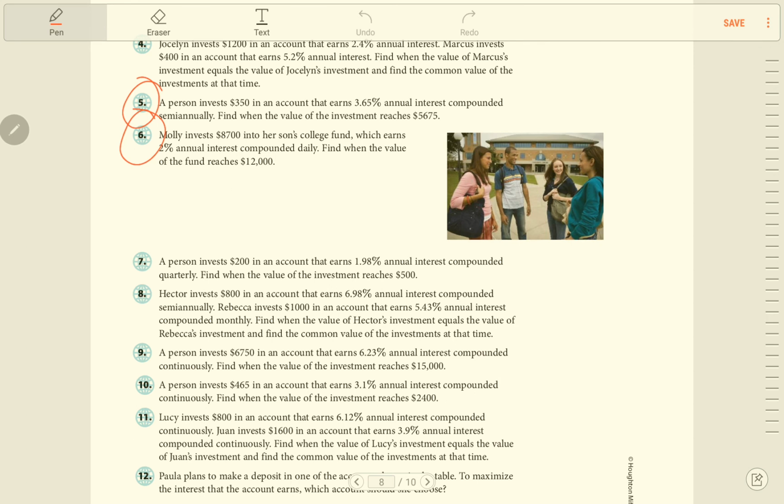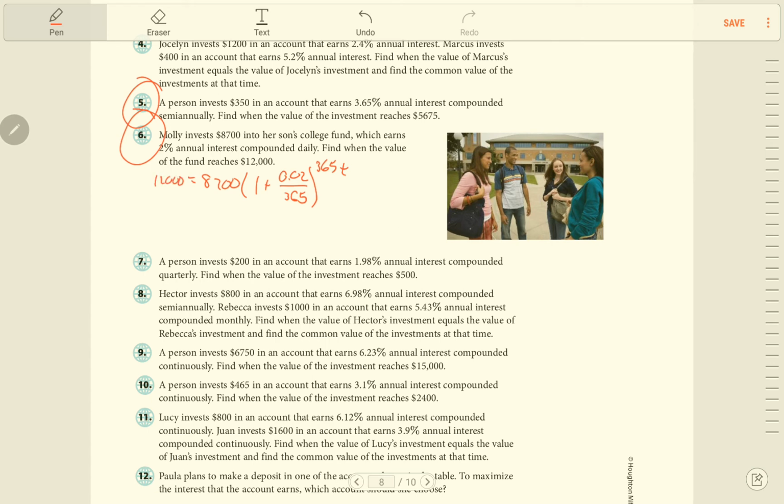Yeah, so both of these are the same. I'll do number 6 because there's space underneath it. Molly invests $8,700, so that's her initial amount, times 1 plus 0.02. Now, if you look here, we can tell it's compounded daily. So it's not every year, it's compounded every day. So that 2%, we have to divide it by 365, because that's how many times it'll be compounded in a year. And then it's 365 times the number of years, which we don't know yet, so we'll just put a t there. And we want to know when that equals 12,000.